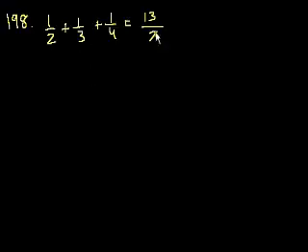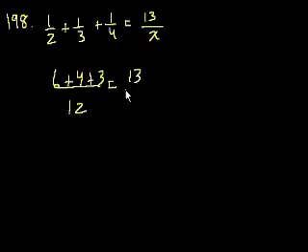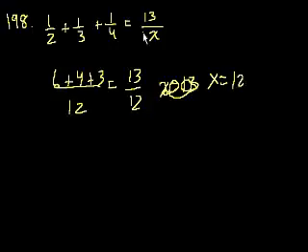I don't know. I'm tempted to just work through this. So if I get a common denominator here, the common denominator is going to be 12. 1/2 is 6 twelfths plus 4 twelfths plus 3 twelfths. 6 plus 4 plus 3 is 13, so that equals 13 twelfths. So that tells us that x is equal to 13. Oh, sorry. That tells us that x is equal to 12. Right? It's the denominator. Okay, so they give us a couple of choices.